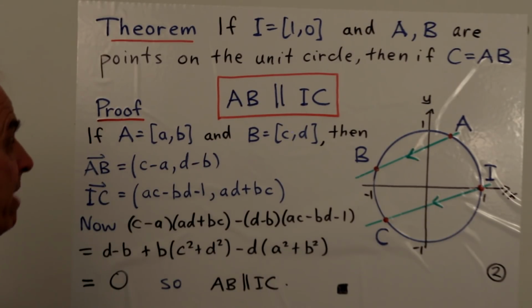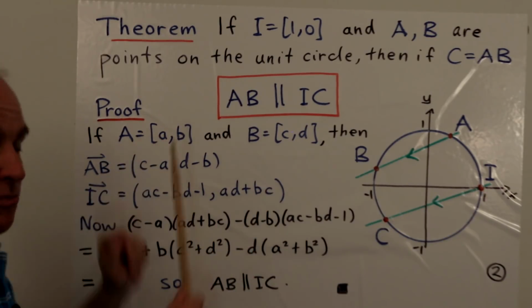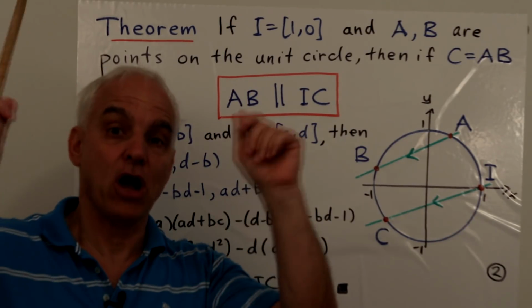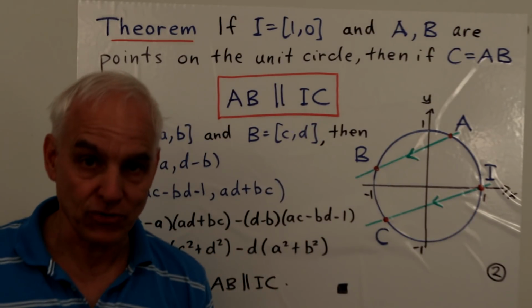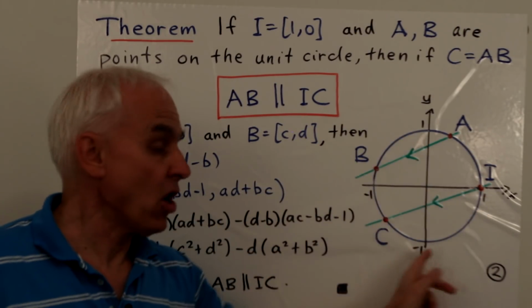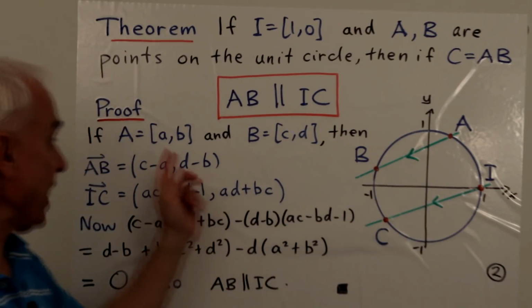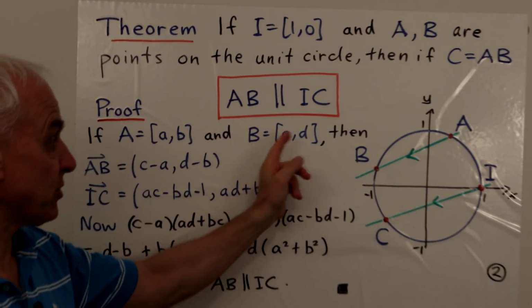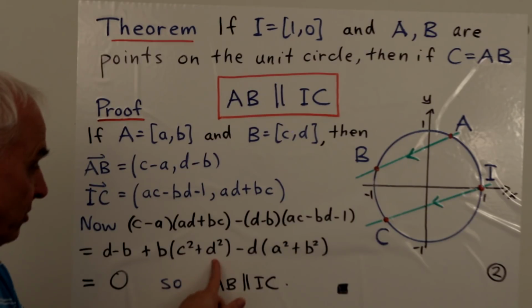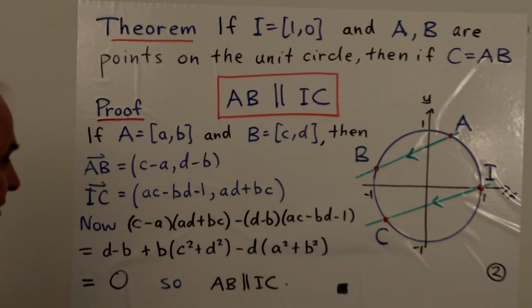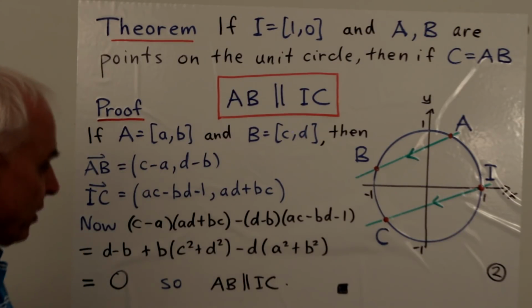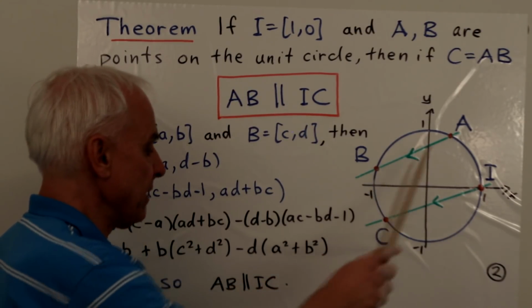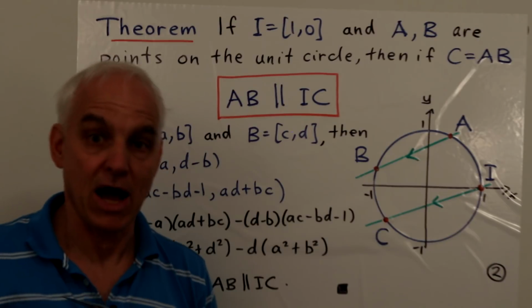Well, the key is to remember that there's a condition on these 2 points a and b. They're not just arbitrary points. If they were arbitrary points, this theorem is not going to hold true. They are points on the unit circle. That means that a squared plus b squared equals 1 and c squared plus d squared equals 1. This term is 1, this term is 1, and then the total obviously collapses to just 0. So our conclusion is that yes, indeed, AB is parallel to IC.